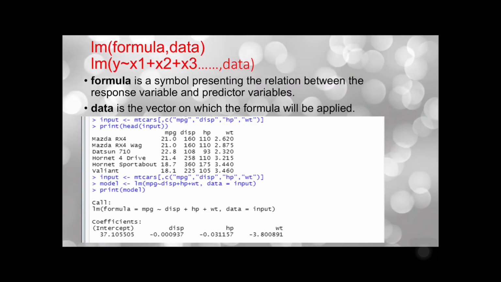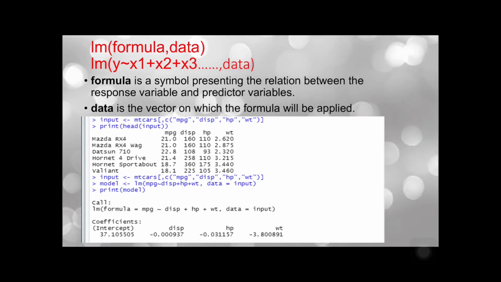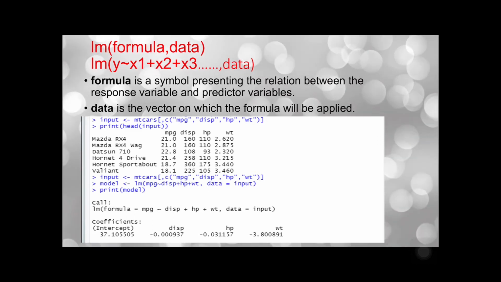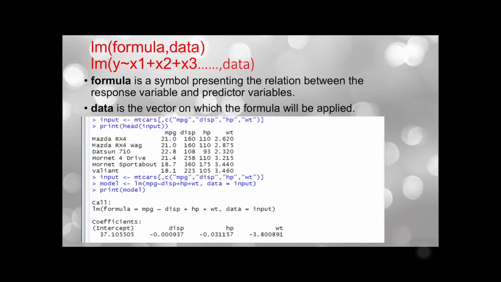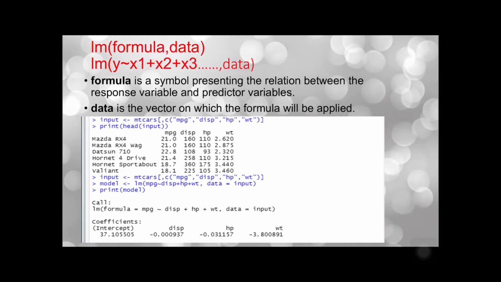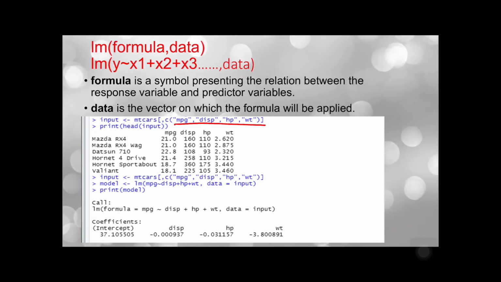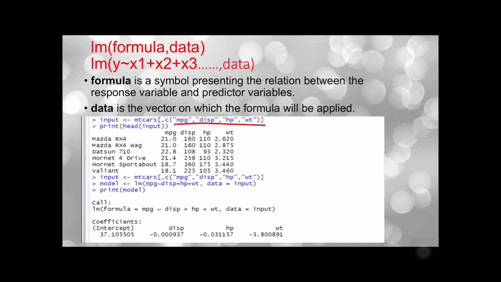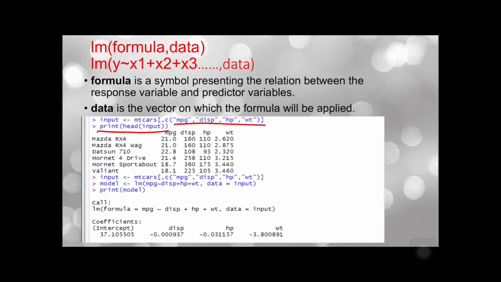Now for this case, we consider the table mtcars, which is already present in the database of R. Now mtcars is the database of cars which has the details of different models of the car with MPG, that is miles per gallon, displacement, horsepower and weight. These are the contents of the mtcars table. If you want to see the contents, simply enter print head in brackets input, so it will give you the top 6 rows of the table.